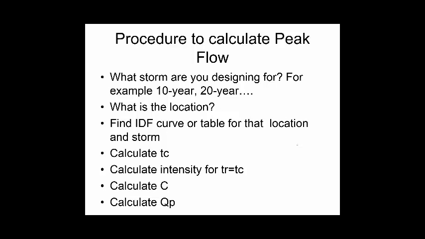So that then gives you the information to find the intensity, depth, frequency curve or table from that location. So from this information you find that intensity. Then you calculate the TC, the time of concentration. Assume that the duration of the storm equals the time of concentration. Calculate C, and then of course this is CIA, so you need the area as well.